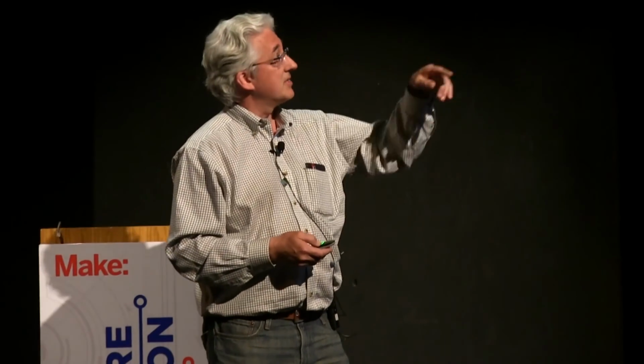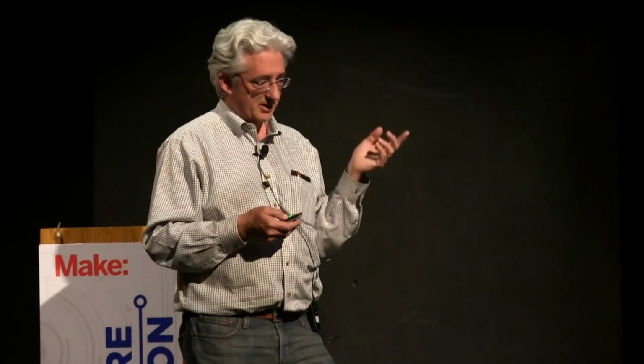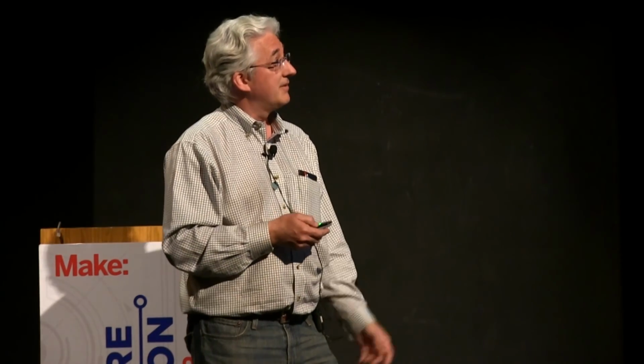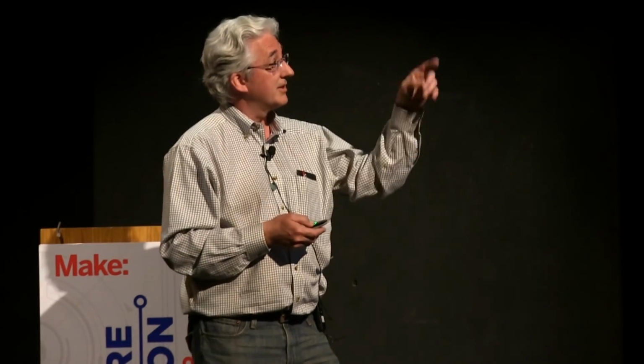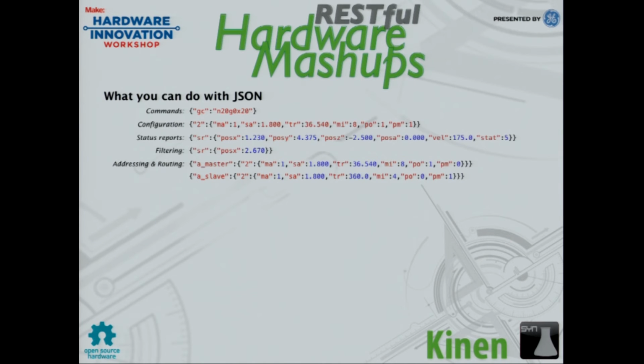So what can you do with JSON? The top one's a line of JSON. That's a command that moves G code to X20. You can configure motor 2 with that line. All the things that you would use to configure the motor are on that line. You can get a status report. Where is it? How fast is it moving? You can filter the status report so that you don't have to get everything back all at once.